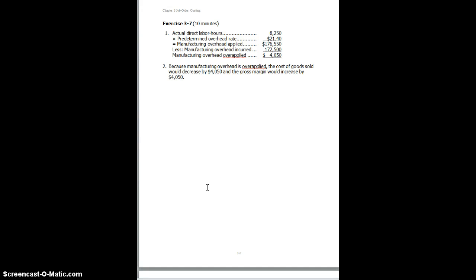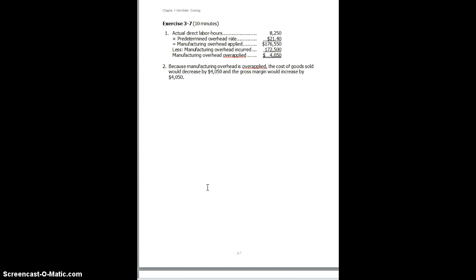Now we're going to discuss exercise 3-7, the solution to it. Cretan Enterprises uses a predetermined overhead rate of $21.40 per direct labor hour. This predetermined rate was based on a cost formula of $171,200 of total manufacturing overhead for an estimated activity level of 8,000 direct labor hours. The company incurred actual overhead of $172,500 and used 8,250 direct labor hours.